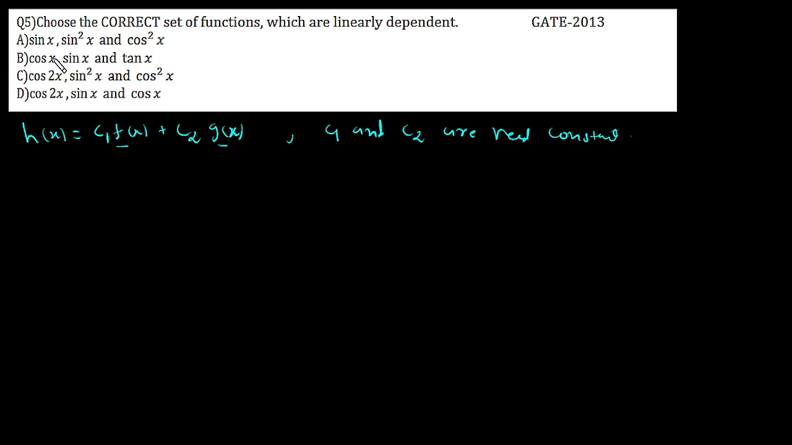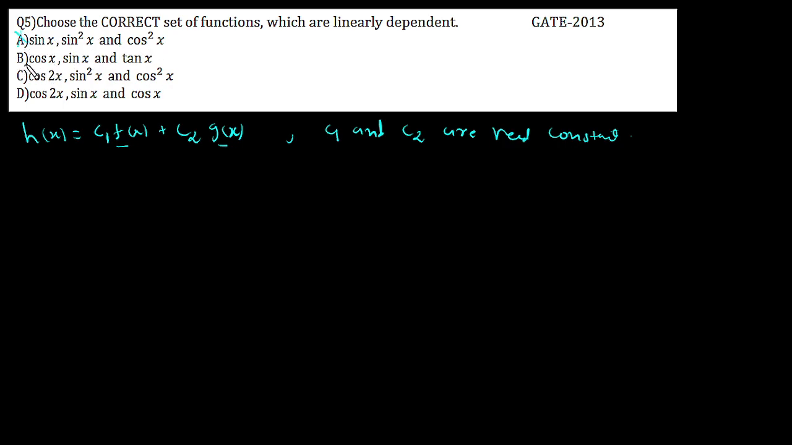Now here the functions are given in trigonometric form, so we need some trigonometric formulas. Let's look at option A. Option A has three functions: sine of x, sine square x, and cos square x. Let's try to relate these three functions. We have the trigonometric identity sine square x plus cos square x equal to 1. But we do not have any linear equation to represent these three functions in this form. So we can easily say that option A contains a linearly independent set of functions.